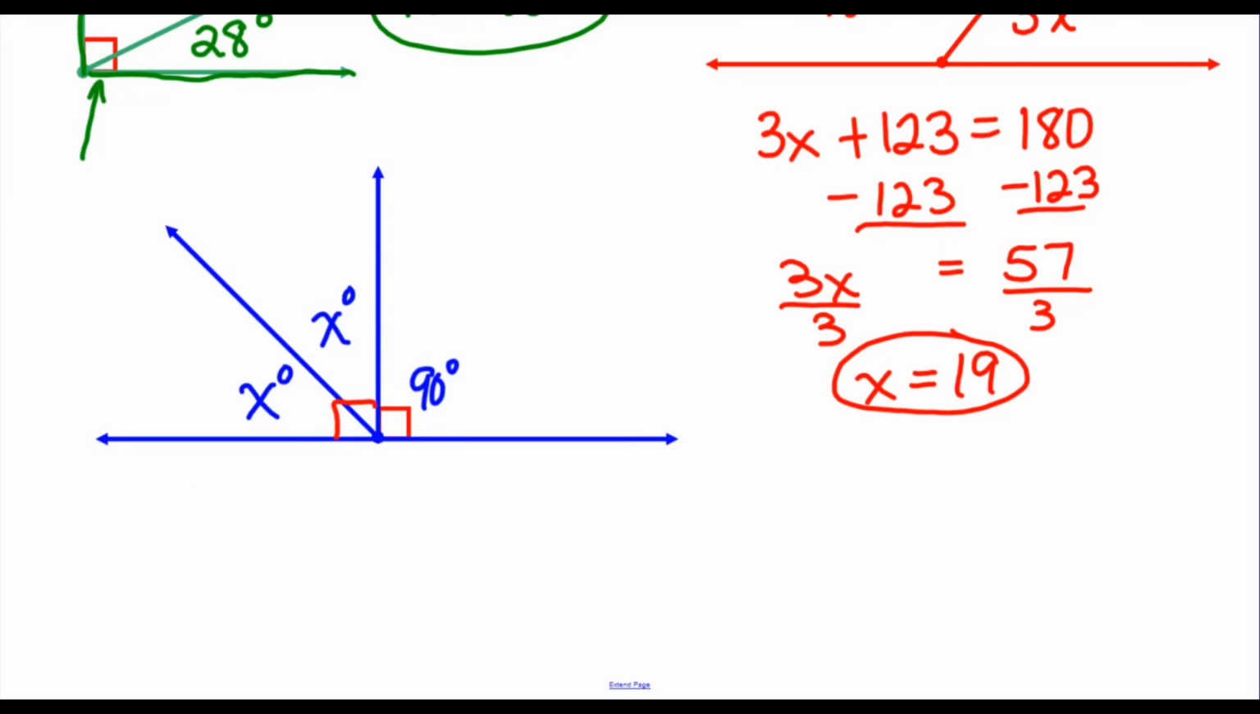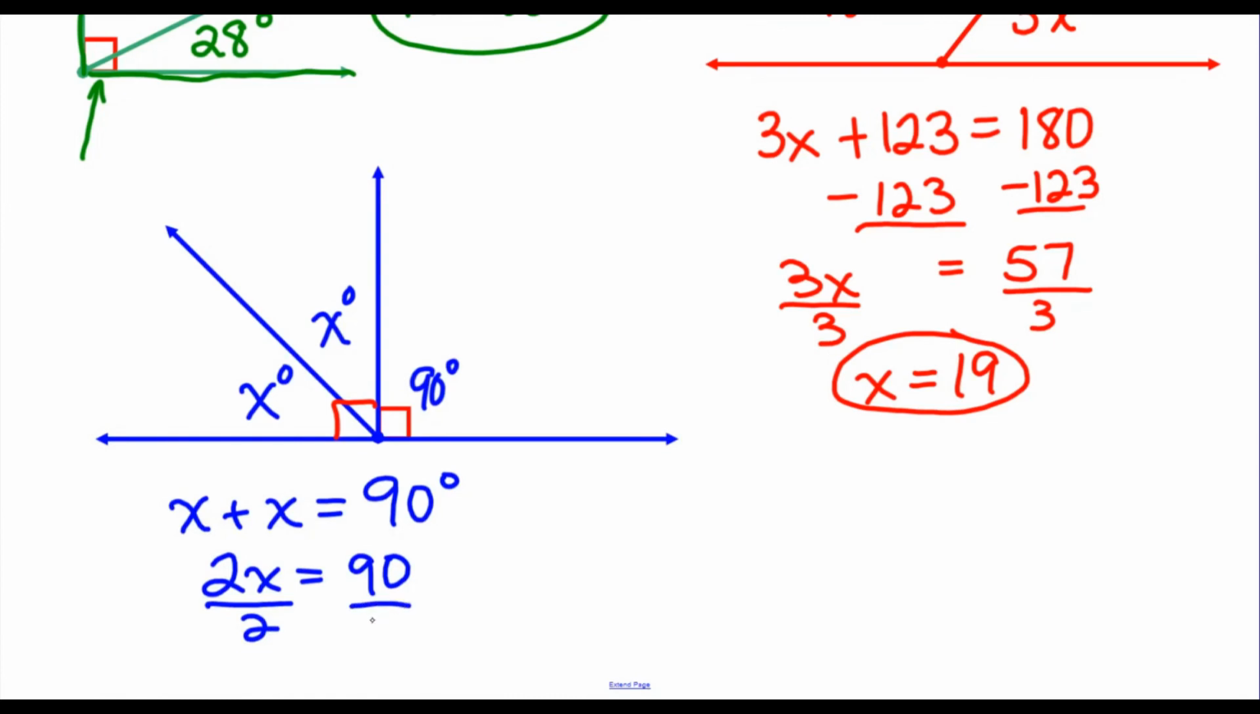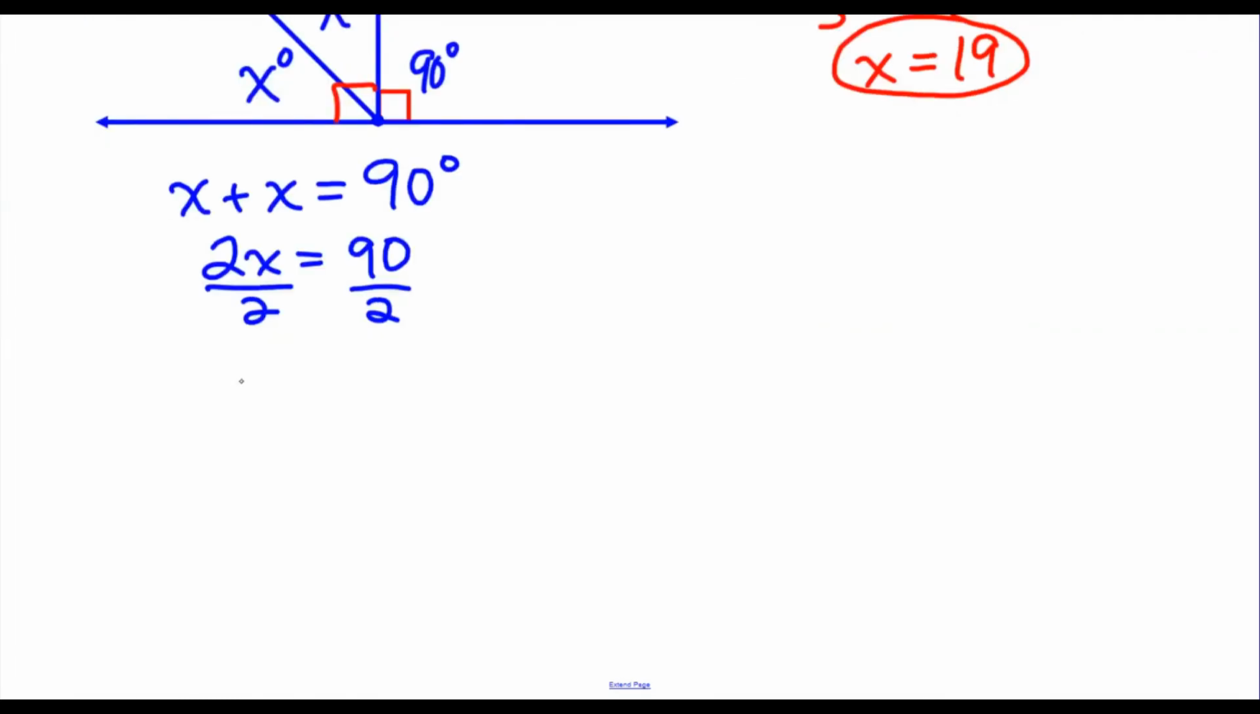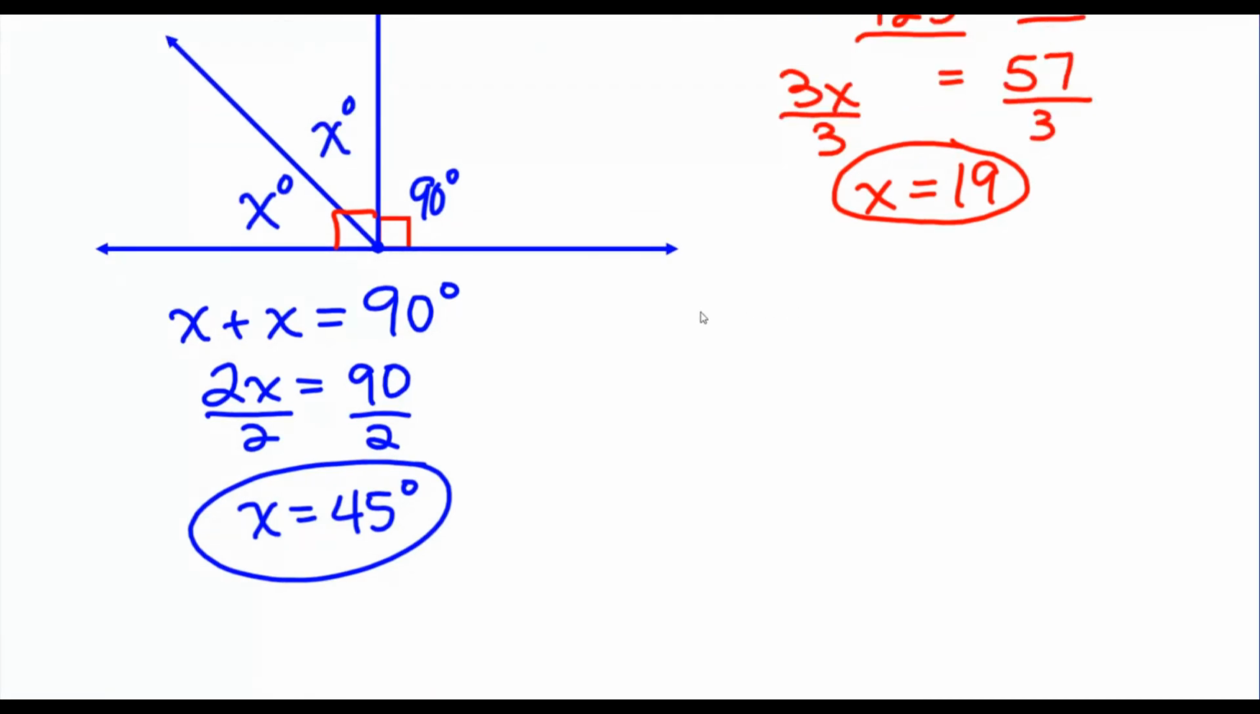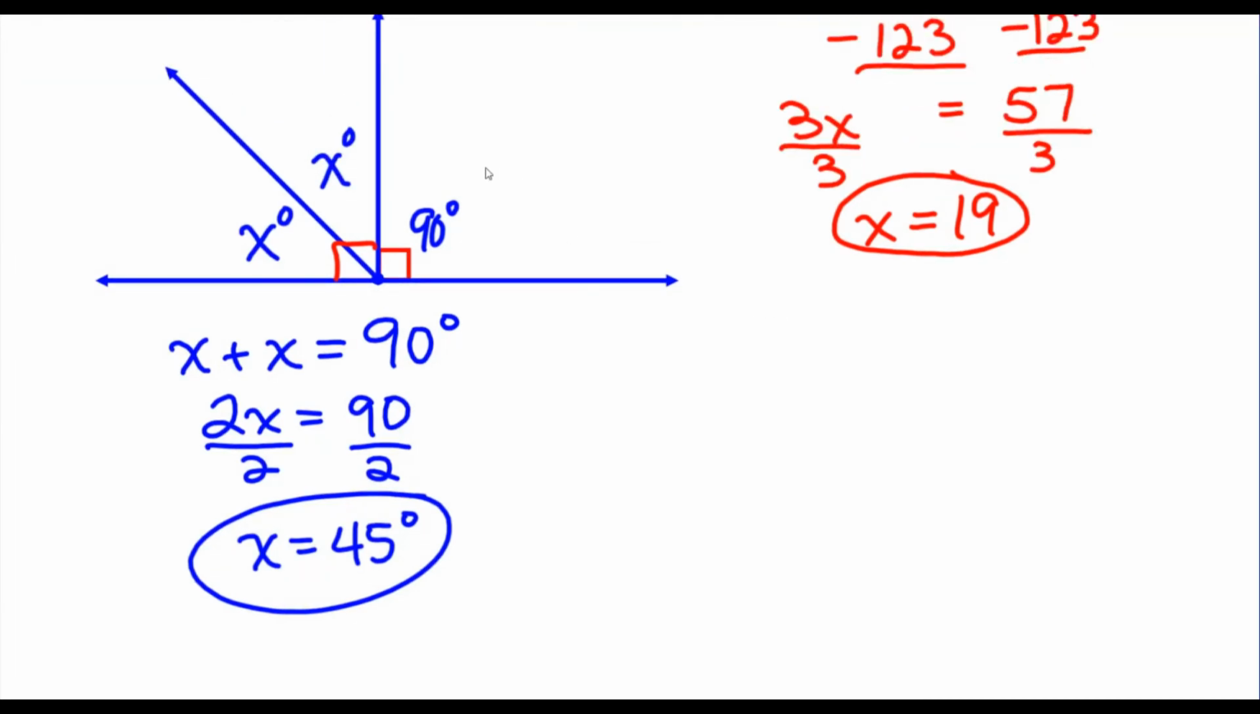So I know that the two x's added together equal 90 degrees. That means 2x equals 90. And if I divide by 2, x equals 45 degrees. So I can use what I know about complementary and supplementary angles to solve for missing angles as well.